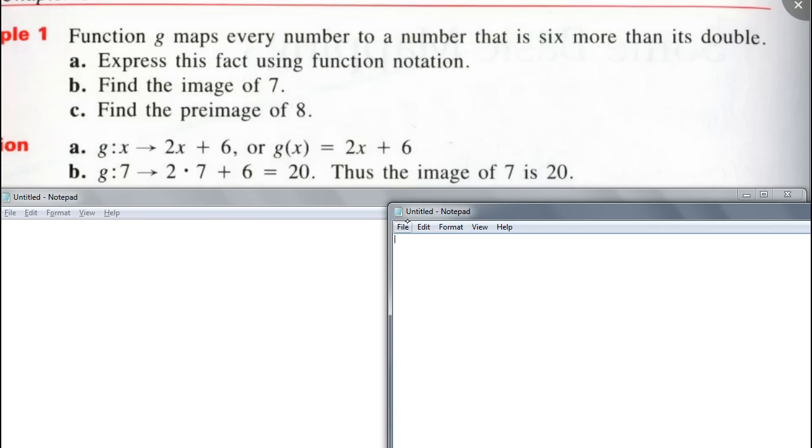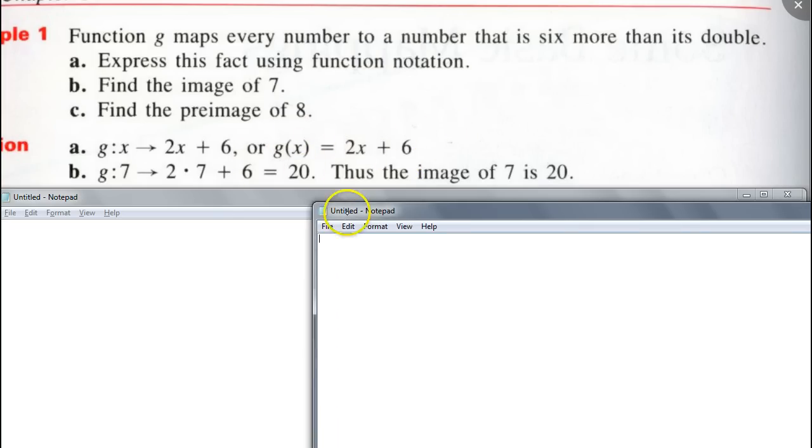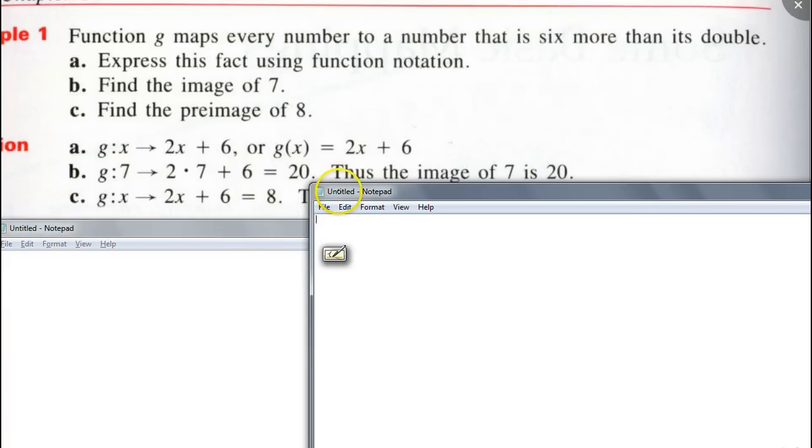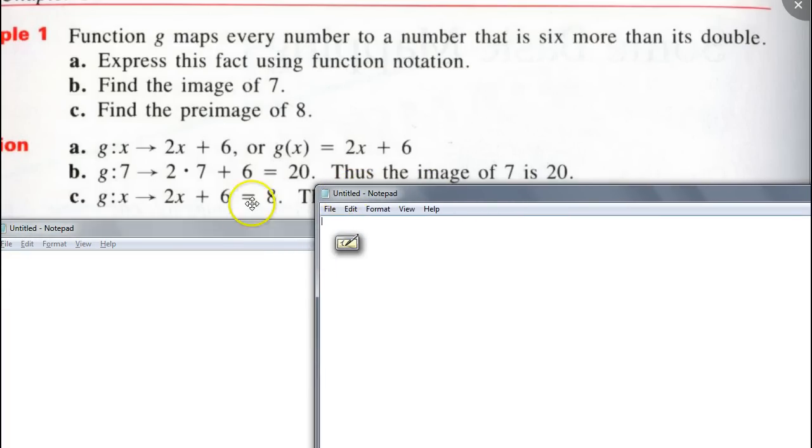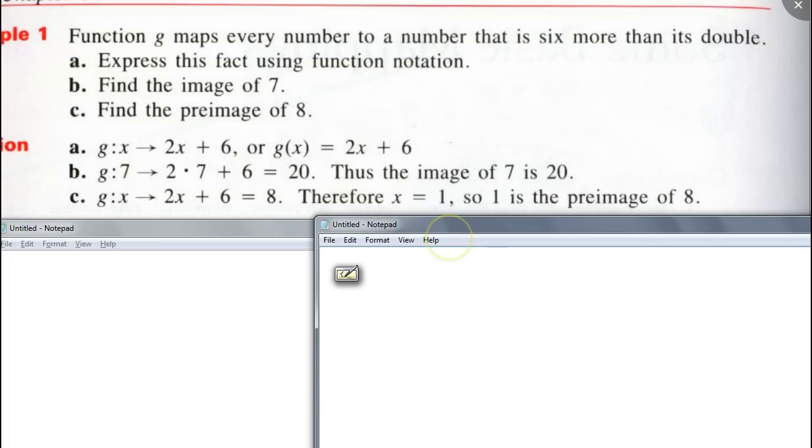Okay. So how would you do this? Samantha? You said 8 equals 2x plus 6. Correct. You said that because we know that g of x equals 2x plus 6. So 2x plus 6 equals 8, and we're looking for the value of x. Do we know how to solve for x? Subtract 6 from both sides, divided by 2. Do you see how we get 1 as our input or the pre-image?